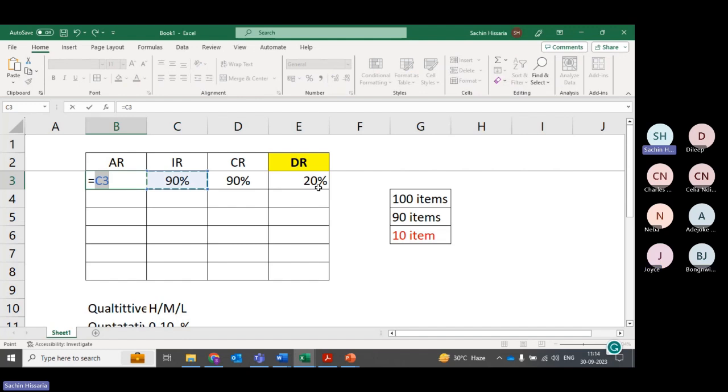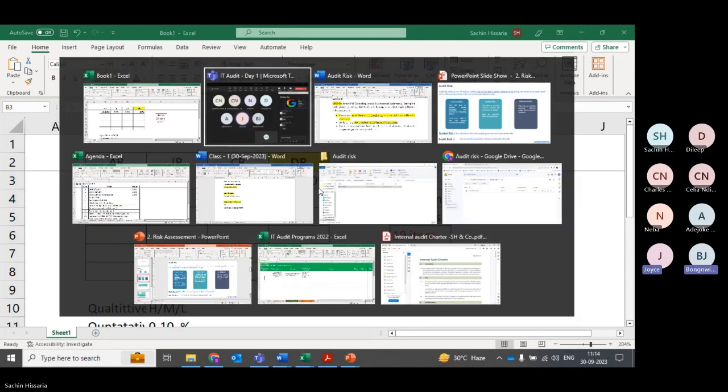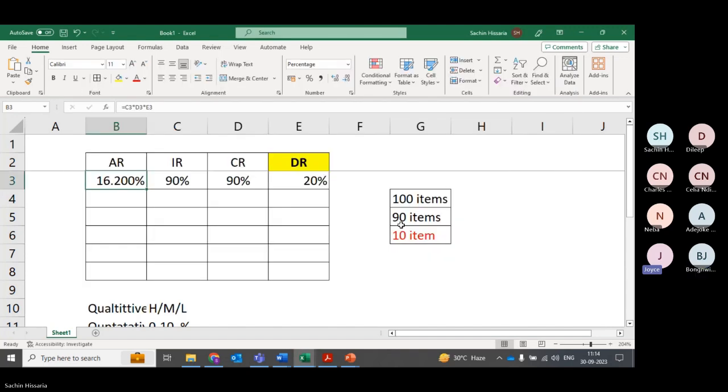Now I will calculate the overall risk. Tell me please, it's a little bit lost here. You have 100 items, 90 done, 10 not done. Isn't that translating to 10%? Why is it 20%?